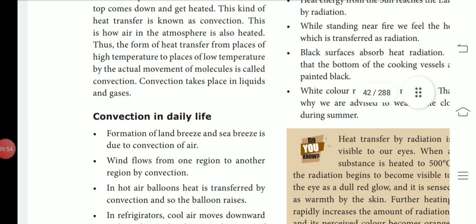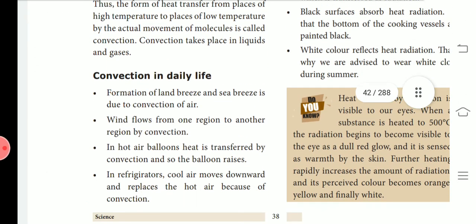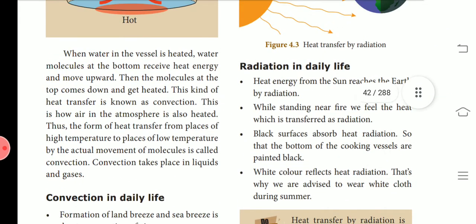So convection, in our day-to-day life, what we can see: wind flows from one region to another region. A hot air balloon, when heat is transferred, the balloon automatically gets raised up, as do helium balloons and the like. These are the best examples for convection.